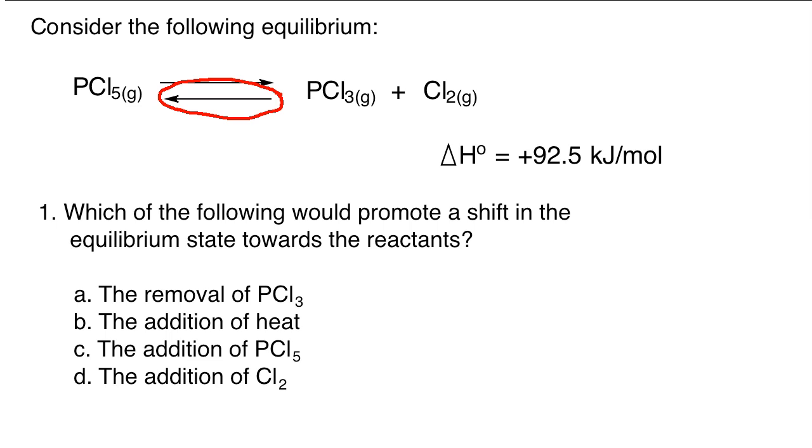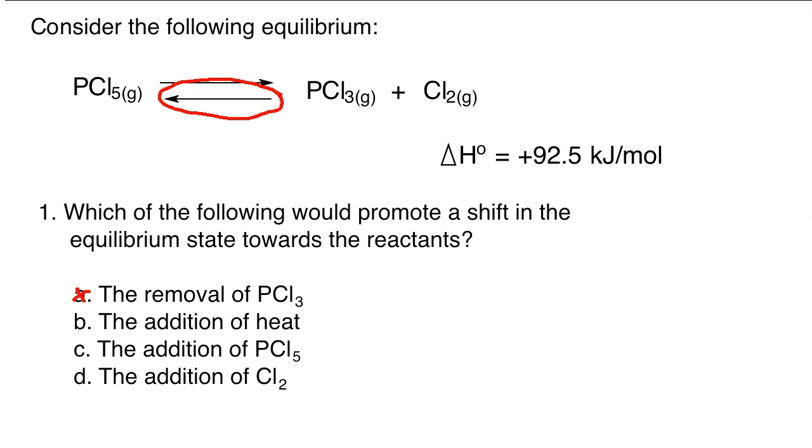The removal of PCl3. Well, PCl3 is one of the products here. So if I remove that, removing the product is going to drive the reaction forward to produce more product. So that is going to be a move towards the product side, not the reactant side. So that one's going to be out.